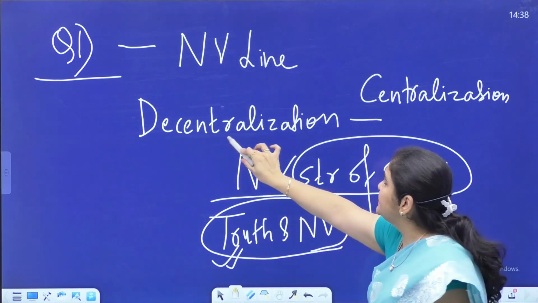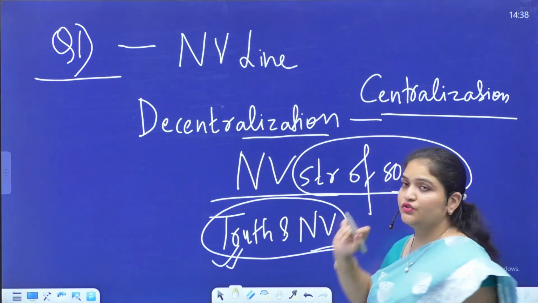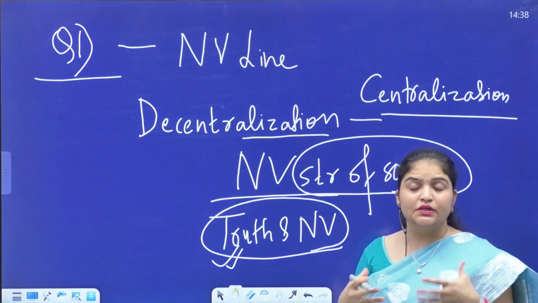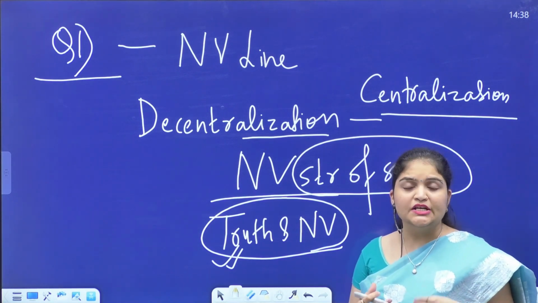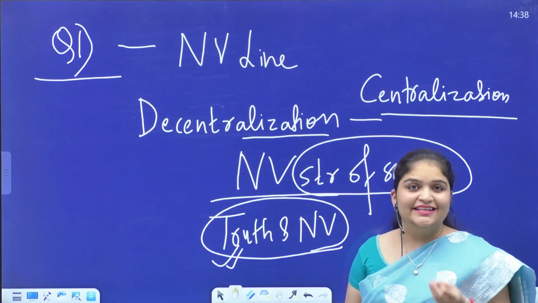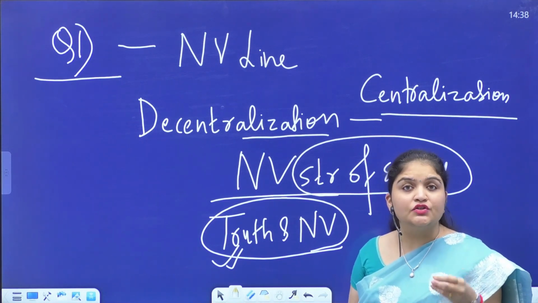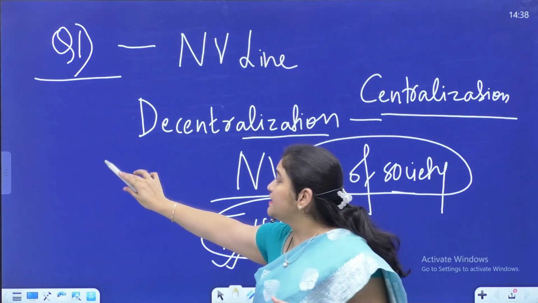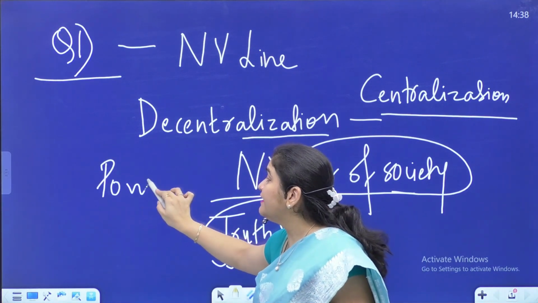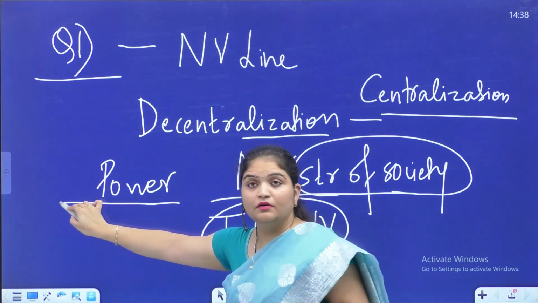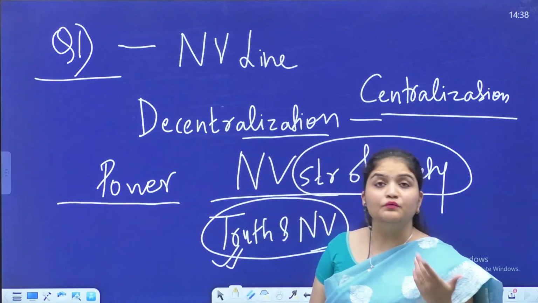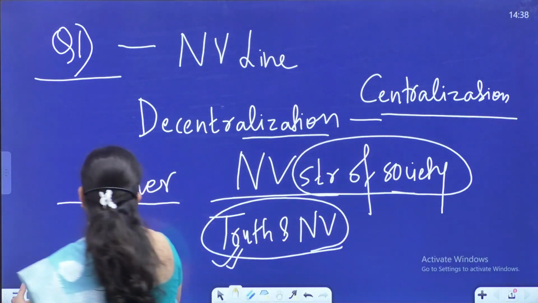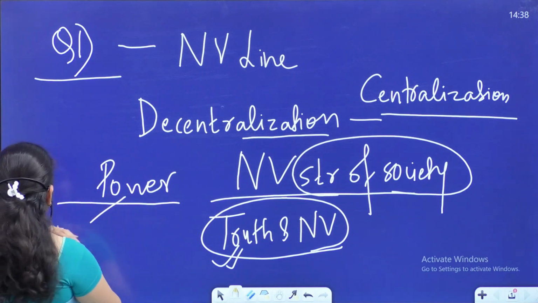Now, what is this decentralization and centralization? What does centralization mean? Centralization or decentralization is always associated with which idea? It is always associated with power and its forms. So power can be in various forms. It can be in the form of political power.